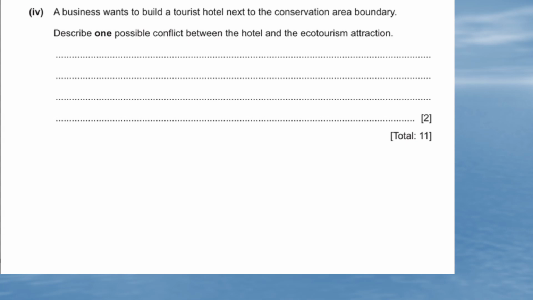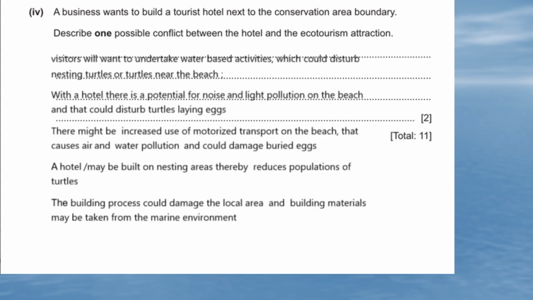So here we get a classical issue. A business wants to build a tourist hotel next to the conservation area boundary. Describe one possible conflict between the hotel and the ecotourism attraction. So here we should both describe the conflict and how it could damage the ecosystem or our turtles. So again, I've given more than 2.